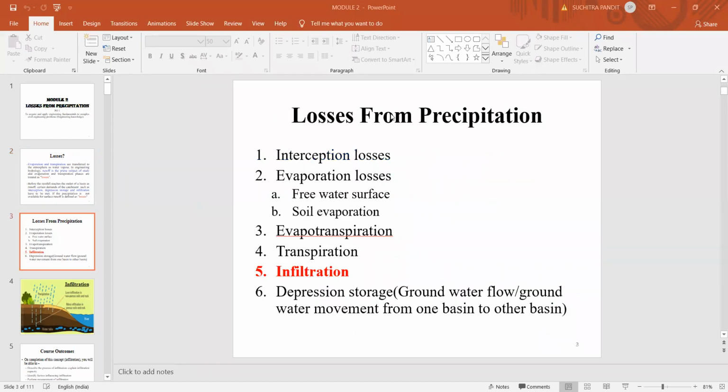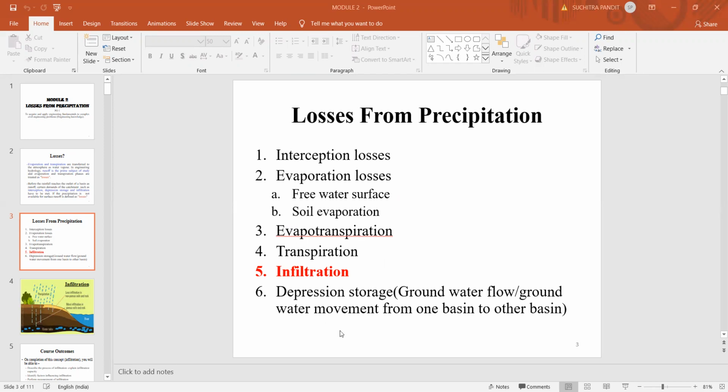These are some of the common losses from precipitation. The first is interception losses, and the second is evaporation losses, from free water surfaces like ponds, lakes, and reservoirs. Some portion of water also evaporates from the soil, which is called soil evaporation. Next, evapotranspiration: evaporation from the plant leaves is known as transpiration, and also evaporation from the wetted land and crop irrigated area. Both put together are called evapotranspiration, abbreviated as EPT.